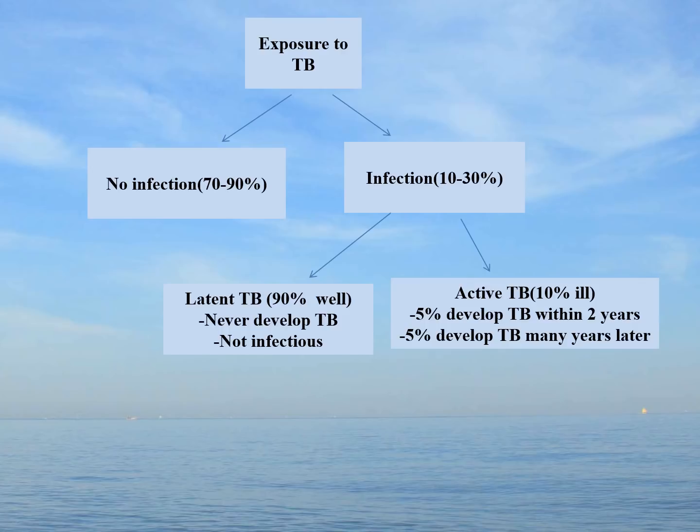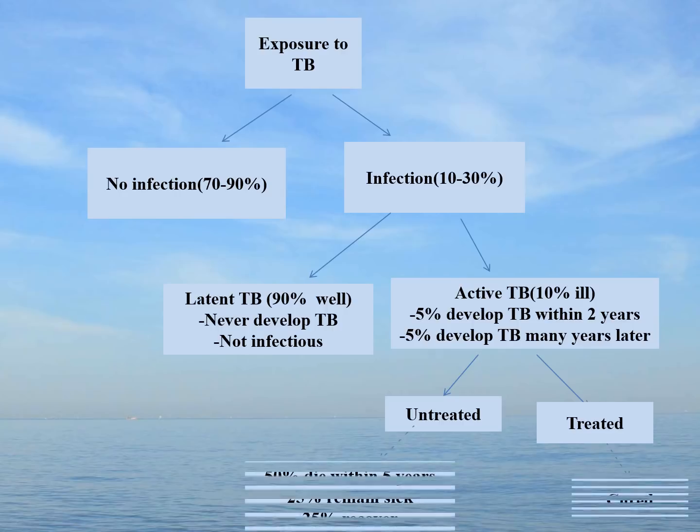So for example, you get exposed to TB. Either you become infected or you don't become infected. 70 to 90% will not get infected, while 10 to 30% will. These are your immunocompromised hosts. 90% of those would have latent TB. They will never develop TB, they will not have symptoms, and they will not be infectious. Only 10% would proceed to active tuberculosis, 5% of which would develop within 2 years, and 5% would develop many years later. You could be either treated or untreated.